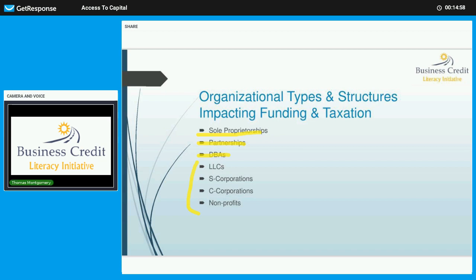The point I wanted to make here, two things. First, how you organize your business impacts access to capital. Secondly, there are sources of capital for every category on this list, but not all sources of capital are available to every category.